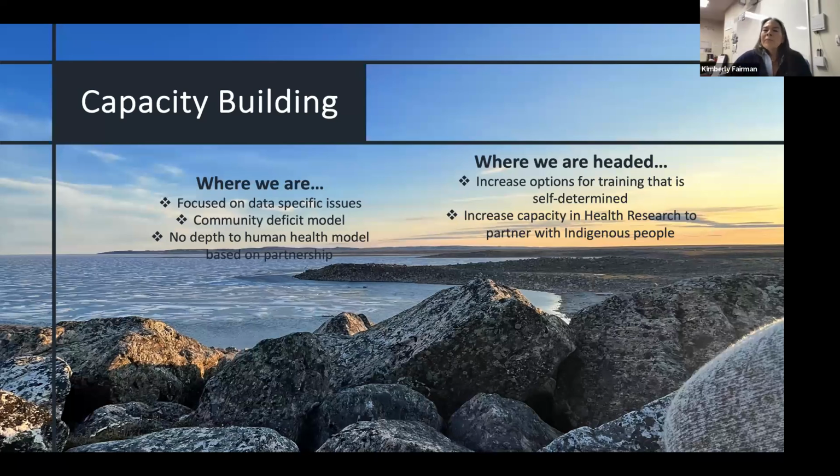Yeah, I agree. And when I think about capacity building and where we are headed, it really needs to be patient partners, or from the Indigenous lens, it has to be communities that are leading, and that we offer training that is self-determined by those communities, whether it's patient communities or Indigenous communities. And the other piece that I think is hugely important is that we think about how to increase capacity in health research to be able to partner with patients and communities.